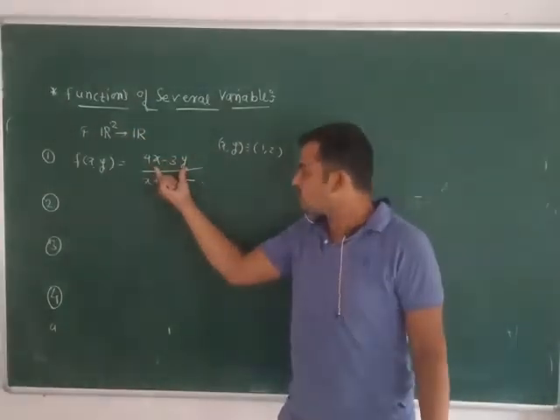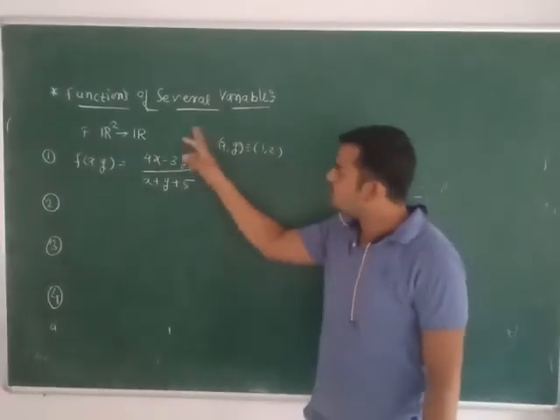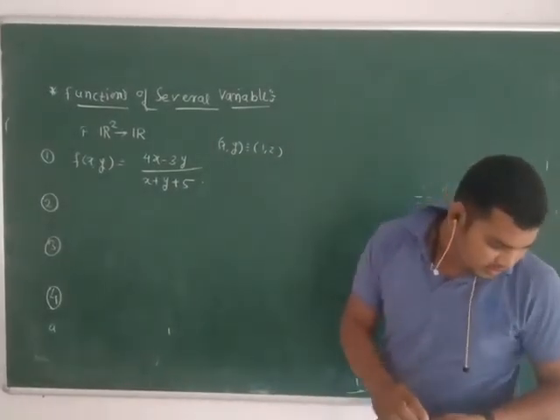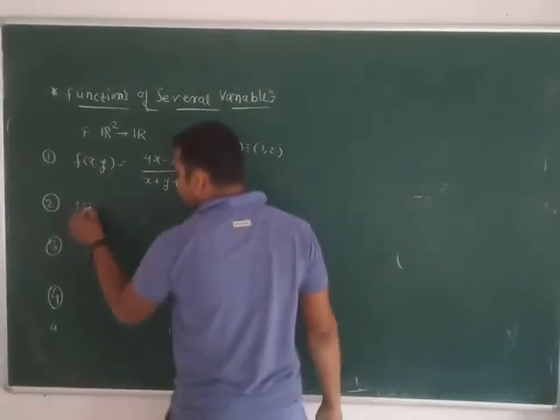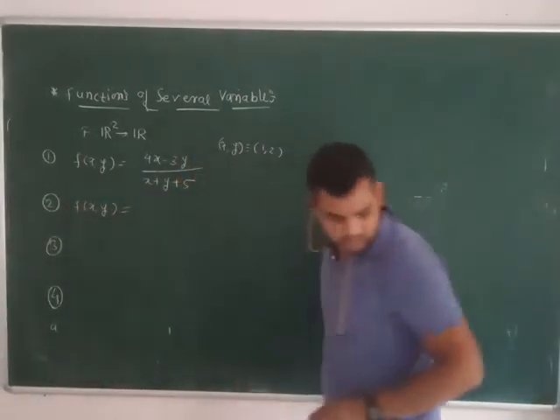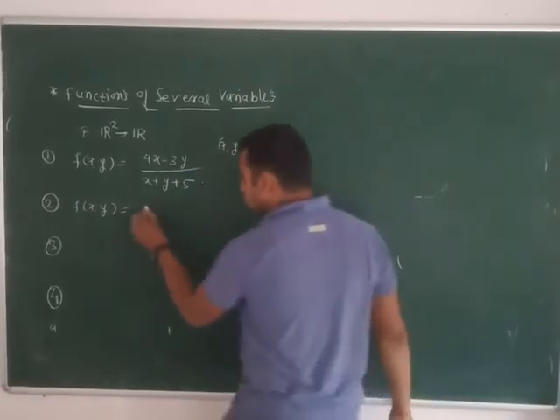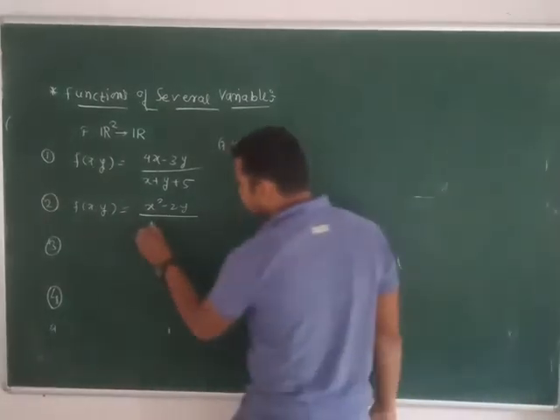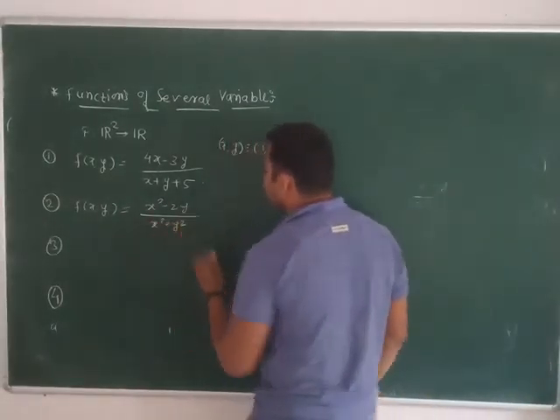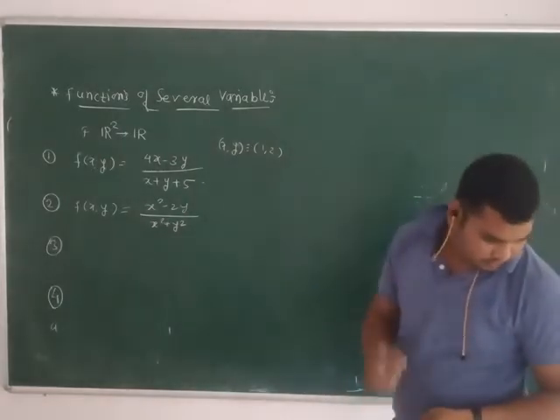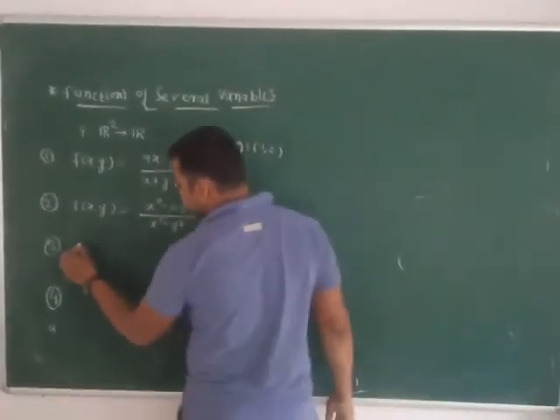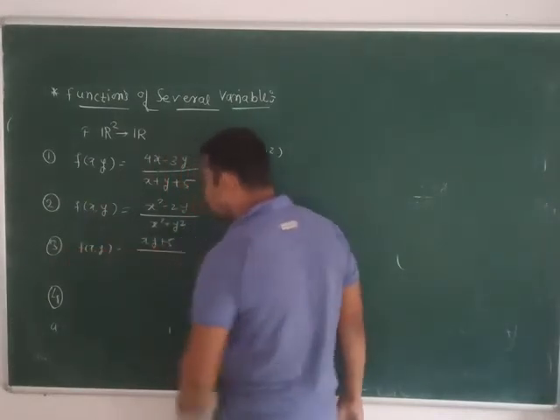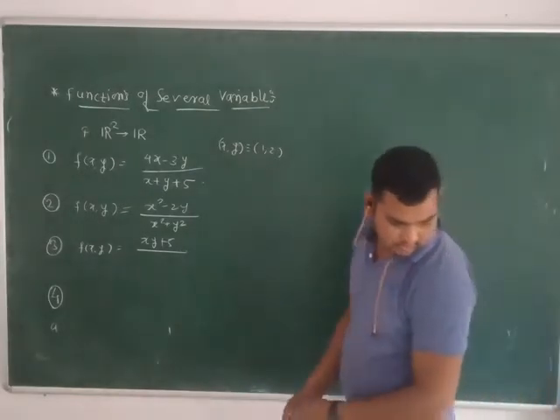So this is a real valued function of two variables. How many variables are there? Two variables. So this is an example of a real valued function of two variables. Next example. F of x comma y is equal to x square minus 2y divided by x square plus y square, xy plus 5. Next example. F of x comma y is equal to x into y plus 5 divided by 2x plus 3y.